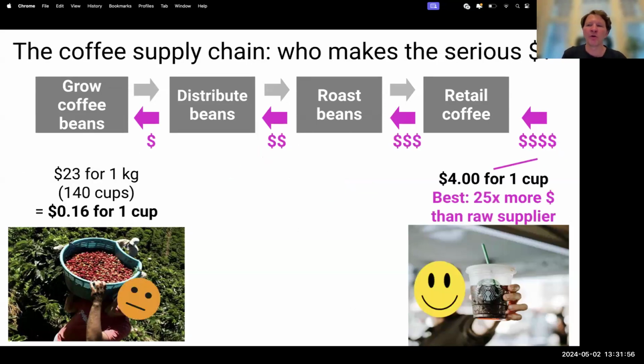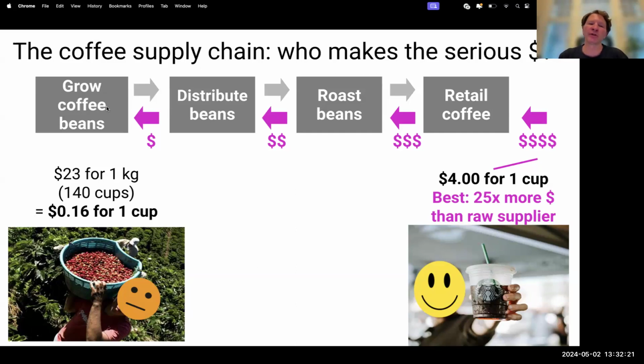Let's ask, who is actually making the serious money in the coffee supply chain? Well, remember at the far right, I mentioned it's $4 for one cup of coffee. This is a large iced coffee at Starbucks. And so they're making money, and then it filters down, and some of it makes its way to the roasters, then to the distributors, and then to the coffee growers on the far left.